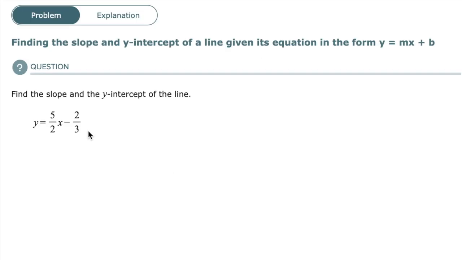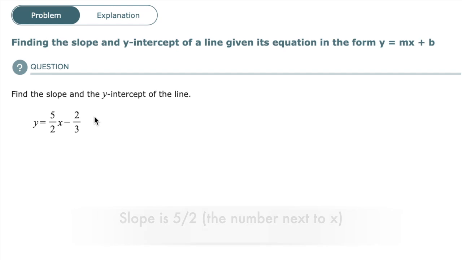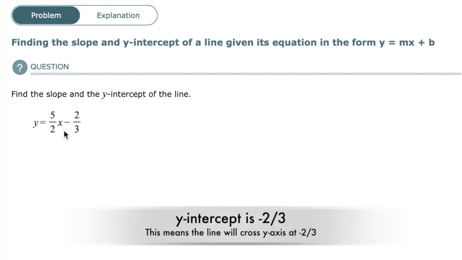In this equation, the number that's next to x is the slope. The number that's by itself is the y-intercept. When answering this question, you should say my slope m is 5 over 2. It's a positive slope, meaning the line will be going up from left to right, and my y-intercept is negative 2/3. What this means is that the line would cross the y-axis at negative 2/3.